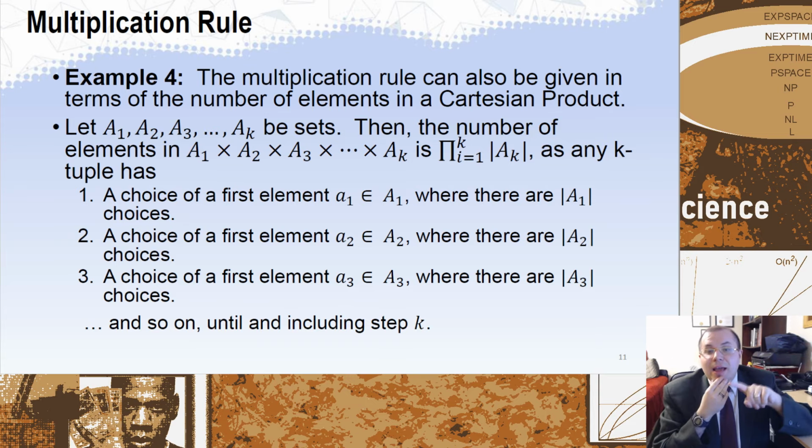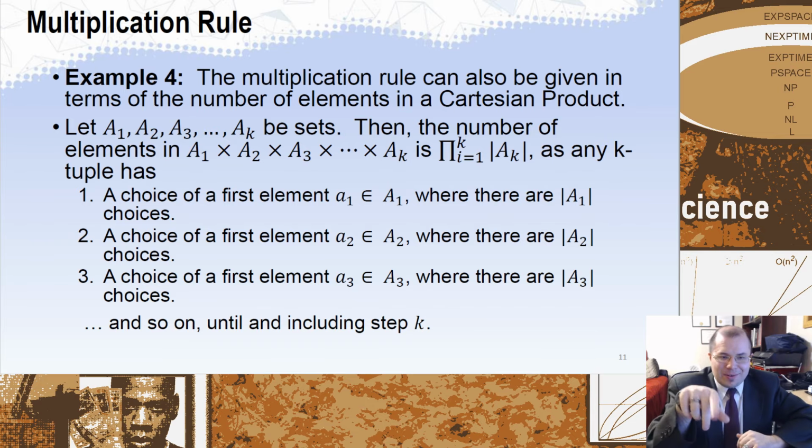Now, you might naturally ask, okay, well, why is that? Well, let's use the same rationale and reasoning we were using before. Look at it. The first choice is a sub 1. Now, this is lowercase a sub 1. This is just some element in A sub 1. So I get to pick one from A sub 1, and I have A sub 1 choices, so capital A sub 1 choices.